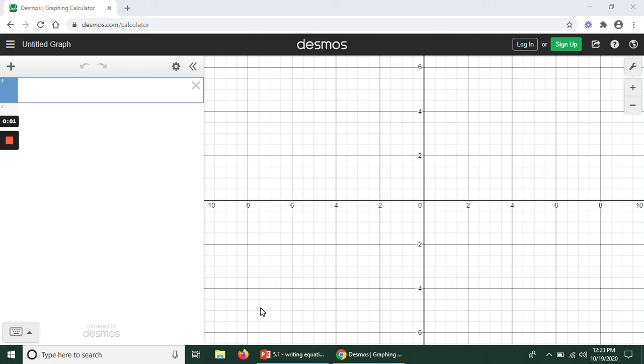Good day, class. Today we'll be looking at the equation of a circle. I'm going to type an example of an equation of a circle in Desmos.